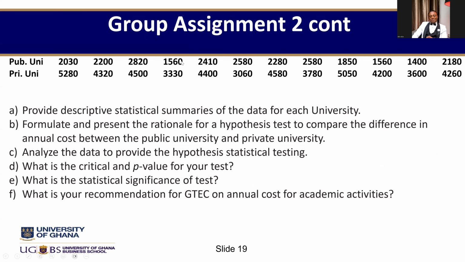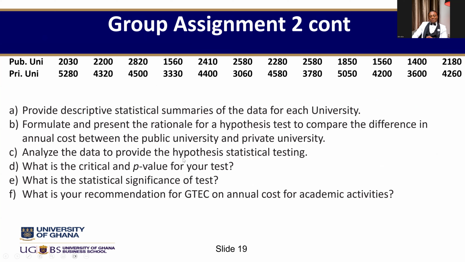The second one is our average annual cost of tuition. So again, you have public universities here. But watch this carefully. This one, you have to provide summary statistics of the data for each university. You have public and private. Formulate and present the rationale for a hypothesis to compare the differences between the two. First, you have to determine whether it's a dependent or independent sample yourself.